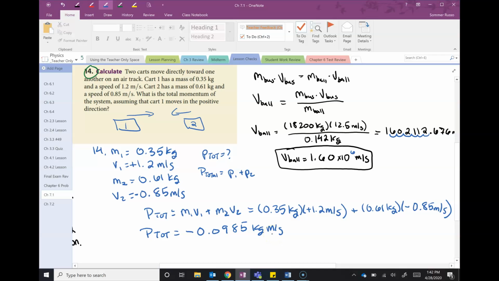We do need to make sure this is the proper number of sig figs. We only get 2 sig figs. All right, so our first non-zero digit is this 9 here. We get this 8, but we have to check after it. That's a 5, so this is going to round up. So my P total is going to equal negative 0.099 kilograms meters per second.